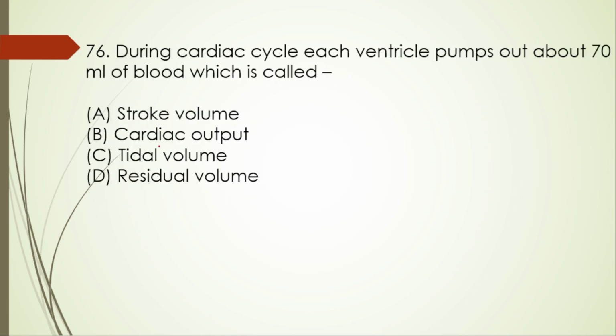Next, 76th question. During cardiac cycle, each ventricle pumps out about 70 ml of blood, which is called A, stroke volume, B, cardiac output, C, tidal volume, D, residual volume. So here the right option is option A, stroke volume.